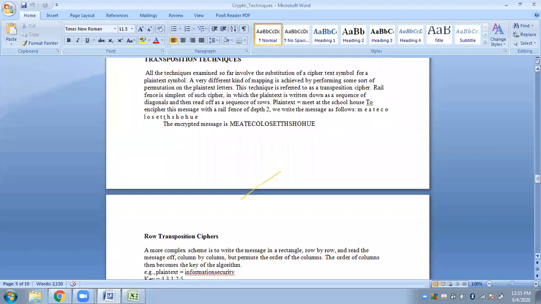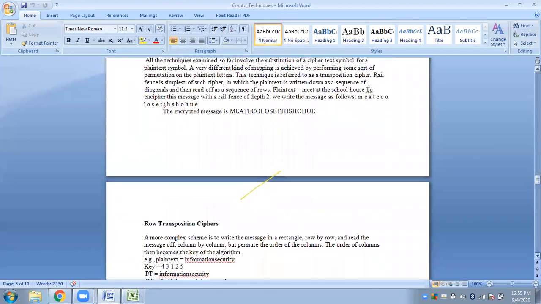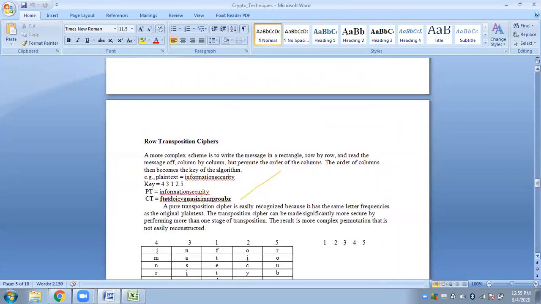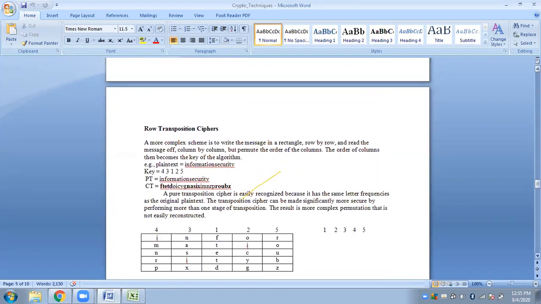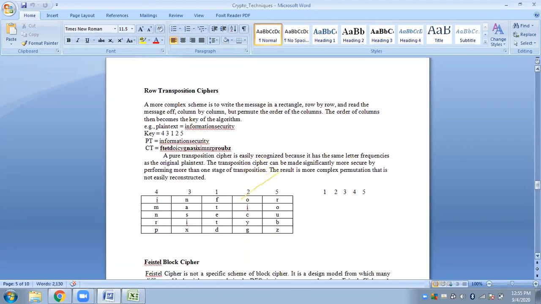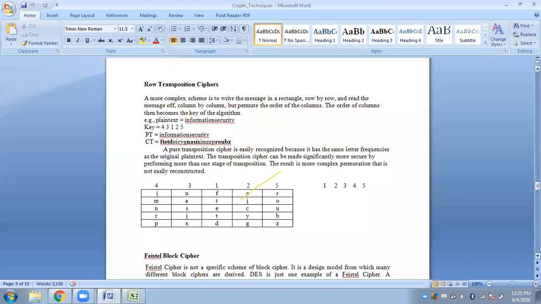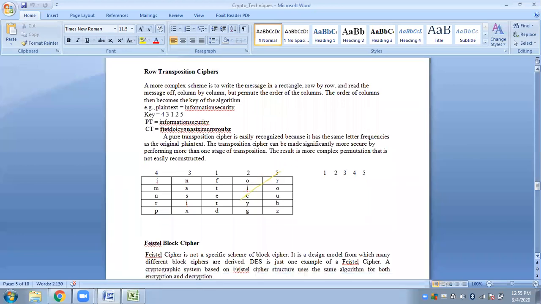For that, we will be discussing two techniques again. One is row transposition and the other is the Feistel cipher. First we'll go through the row transposition. I have an example for you here, and I will directly explain the example so that you can get a clear vision of what row transposition ciphers are about. We have a plain text here, which is information security.